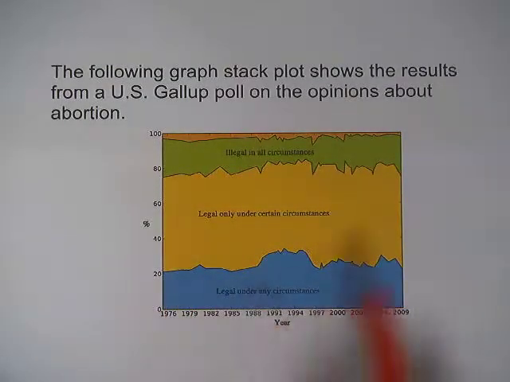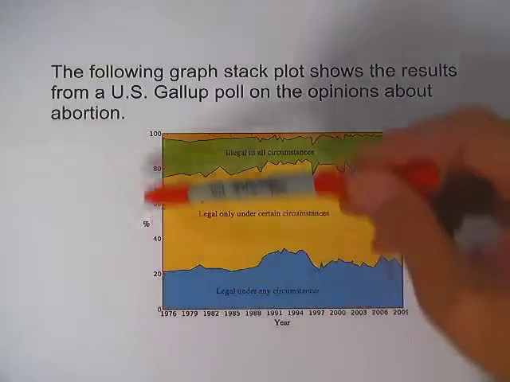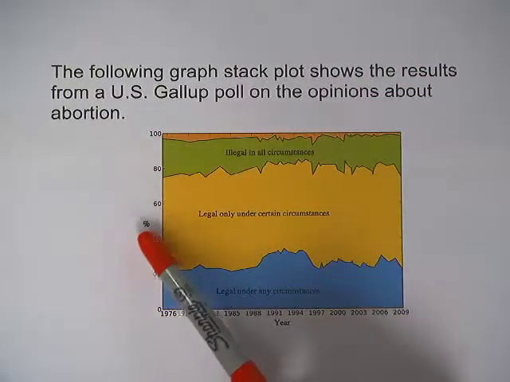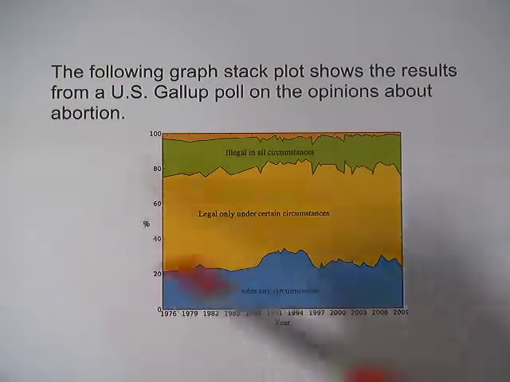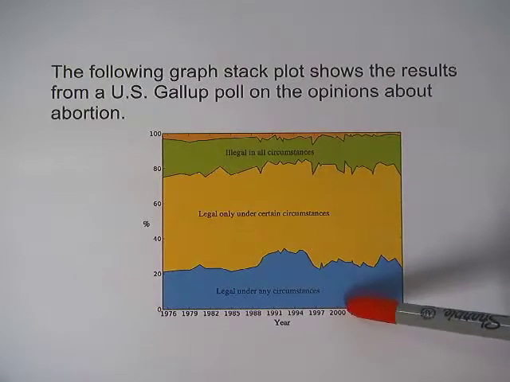Okay, so if we take a look at just what this graph is showing to begin with, notice you have years on the bottom. The scale is going up by 3 years here, so it starts in 76, ends in 2009. And then on the y-axis, we're given percent. And the data is broken up into really 4 categories.